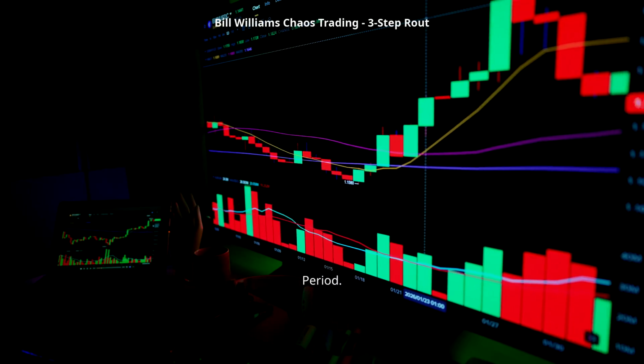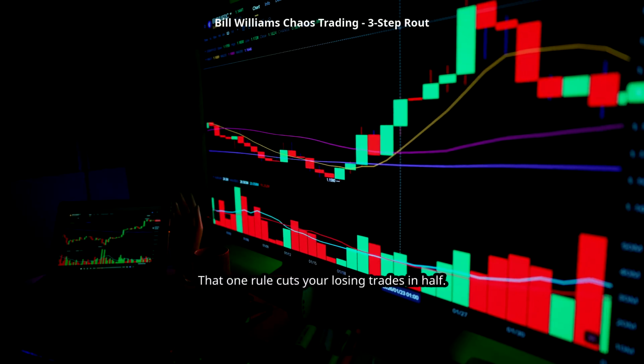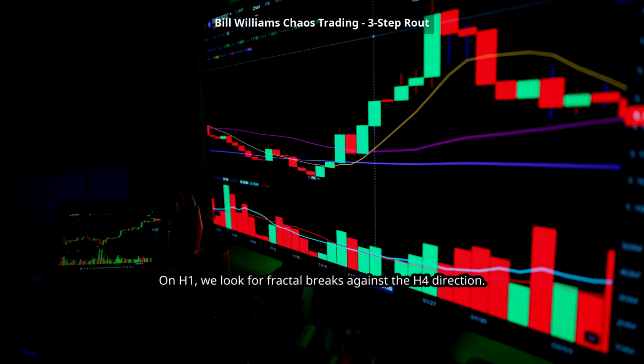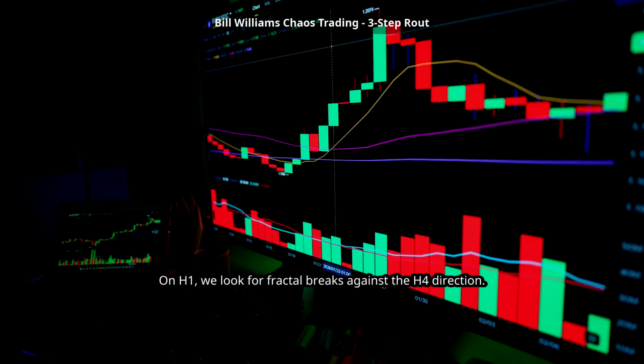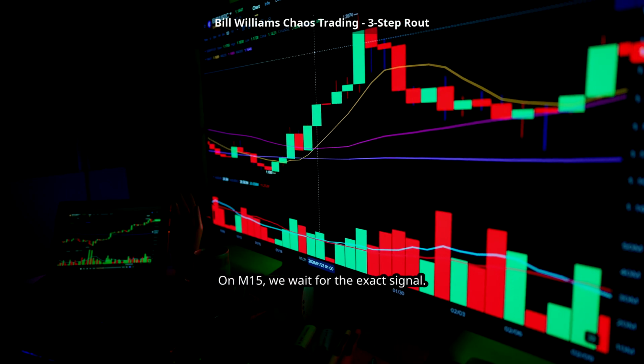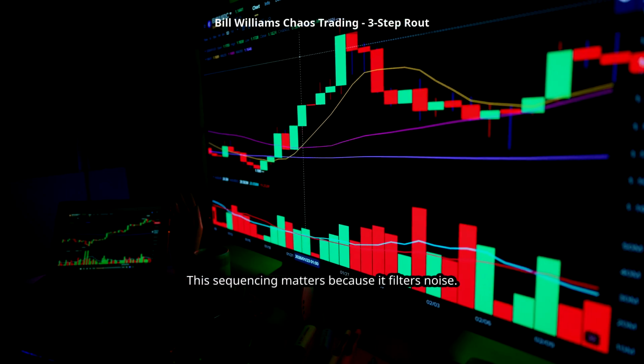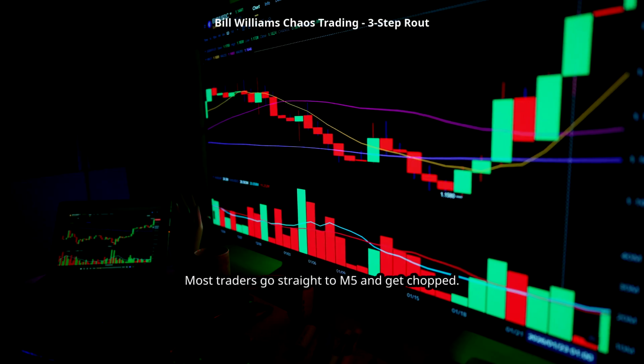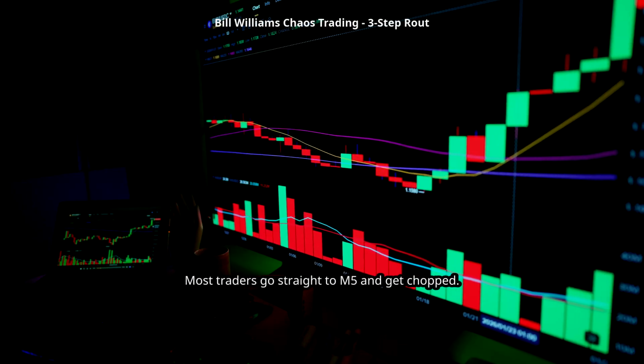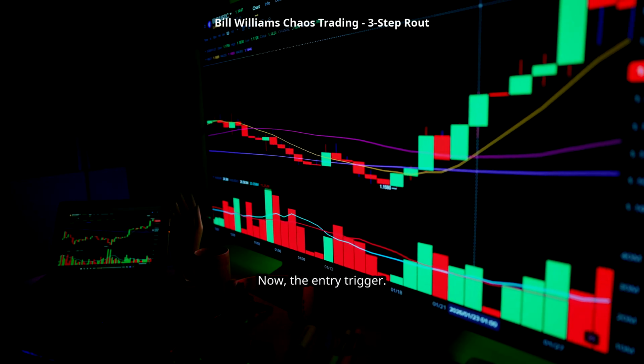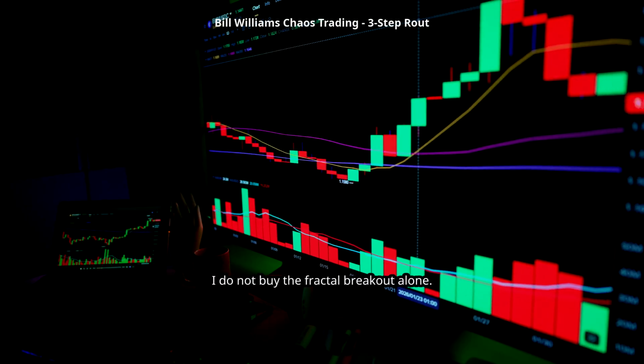On H1, we look for fractal breaks against the H4 direction. On M15, we wait for the exact signal. This sequencing matters because it filters noise. Most traders go straight to M5 and get chopped. Now, the entry trigger. I do not buy the fractal breakout alone. That is retail suicide. I wait for a fractal to form.